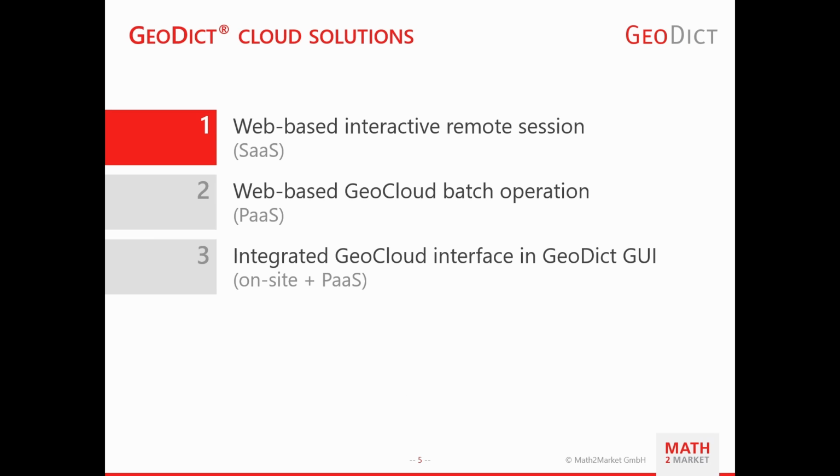Now let's talk about the different options that we have to run Geodict in the cloud. First of all, we have a web-based interactive remote session. This is a software as a service solution. Second, we have web-based GeoCloud batch operation. This is a platform as a service. And last but not least, we have a simplification of the second step by integrating it into the Geodict GUI. This still is a platform as a service solution, but it's also an on-site solution because in this case you still need a local Geodict instance.